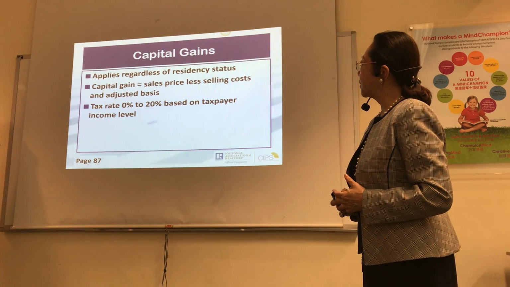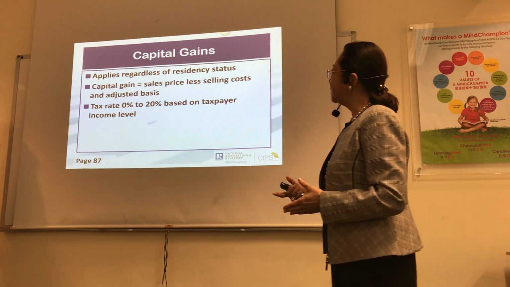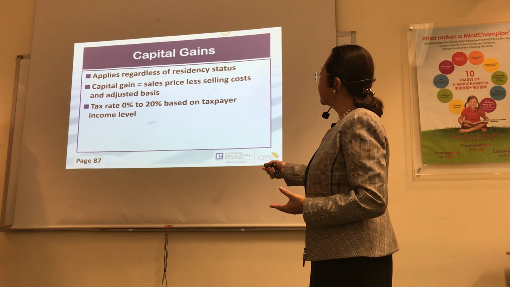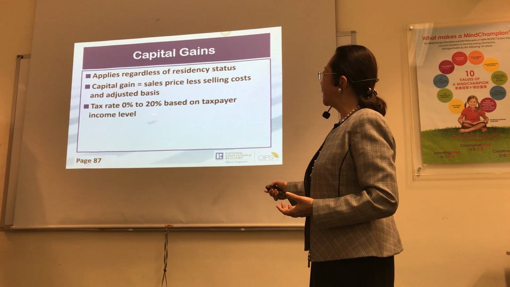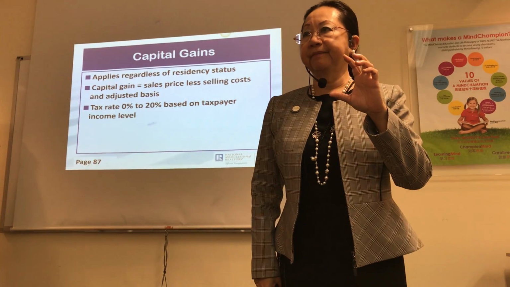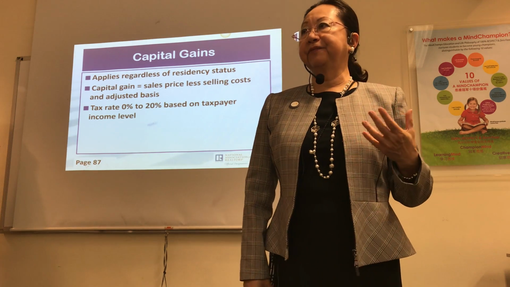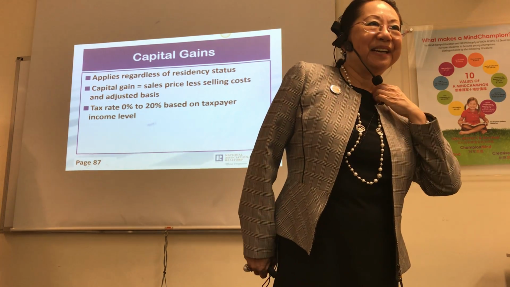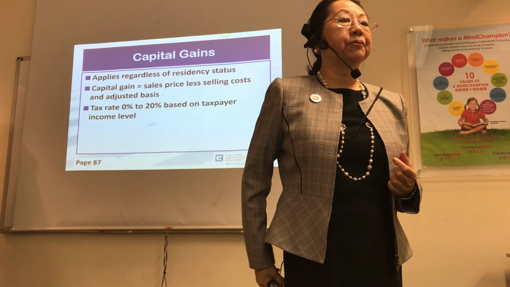Capital gain applies regardless of residency status. When you own a property and sell it, you make money: the sale price less the selling cost and adjusted basis. You're taxed at about 20%. So the capital gain tax is right now fixed at 20%. 25% is on the recapture of the cost recovery. That's something that you'll learn from my CCIM class, so you would know the after-tax calculations if you do plan to operate in the US.